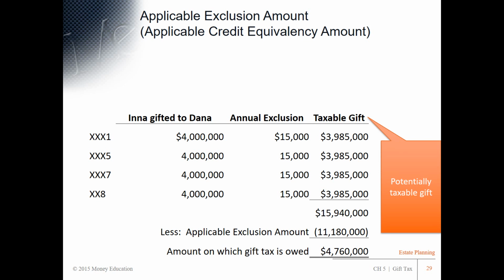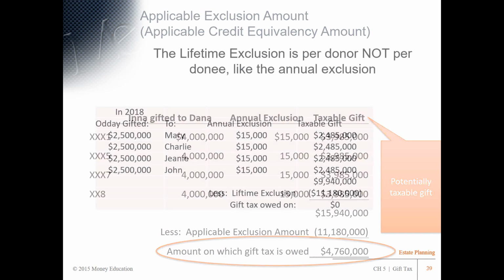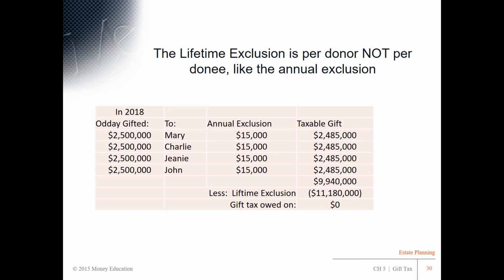It's potentially taxable, is what that means. So the amount on which the gift tax is owed is only $4 million plus. Now, the lifetime exclusion is per donor, not per donee, like the annual exclusion. So here we have another very generous person, O'Day. So in 2018, O'Day made gifts of $2,500,000 to Mary, Charlie, Jeannie, and John. Each donee gets the annual exclusion. So the gift to Mary incurred a taxable gift of $2,485,000, and likewise to Charlie, Jeannie, John, etc.